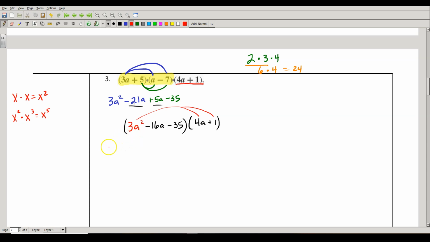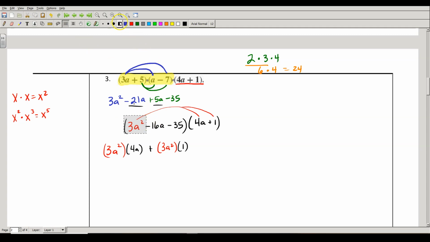Right? So I'm going to write this all out just for our notes. 3a squared is going to be multiplied by 4a, so times 4a, and then plus, I'm going to take 3a squared and multiply that times 1. So that's times 1. So that's our first distribution right there. Okay, so we did that once. We have to do that 2 more times because we have more terms in this first parentheses. So that was our first one.